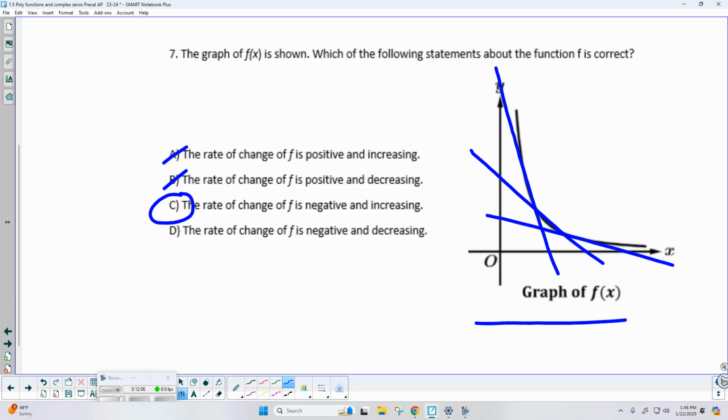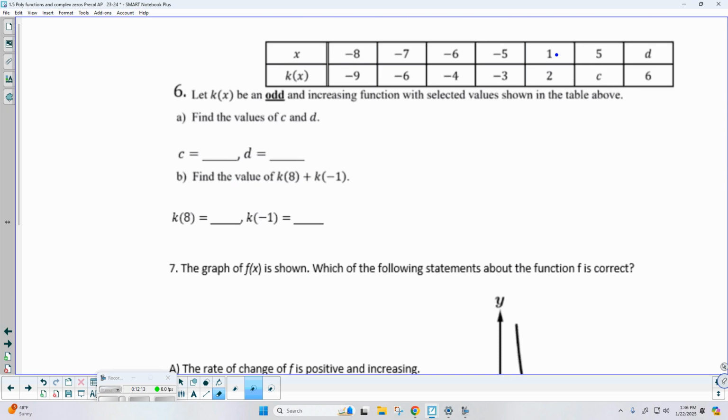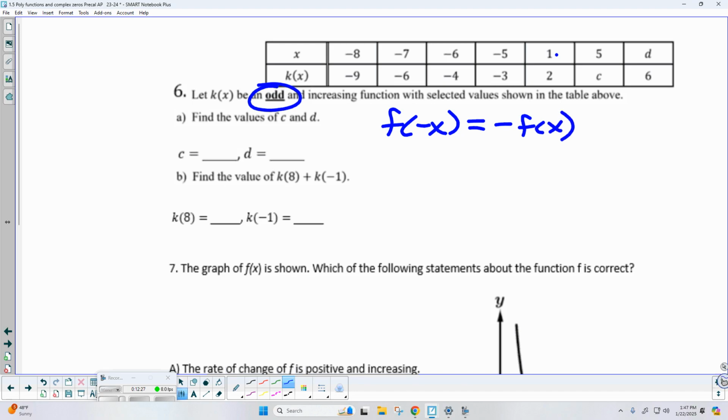Here's 6. Let's take a look at 6. It's very similar to number 5, except that this one is an odd function. So here was the rule we had. If I change the sign of x, that changes the sign of y. Or if I wrote it out, any point (x, y) that I rotate 180 degrees around the origin goes to (-x, -y). Both x and y will be changing sign.